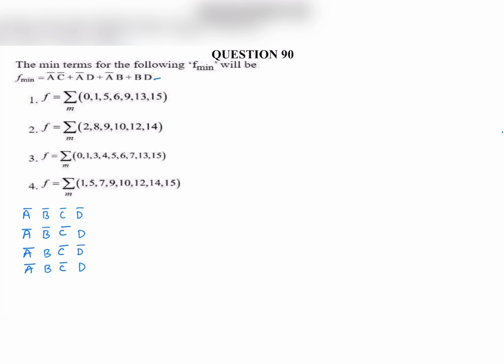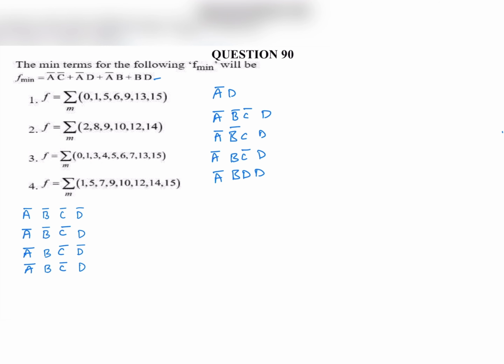Next, for the minterm A bar D, the missing variables are B and C. So the combinations are B bar C bar, B bar C, B C bar, and B C, giving four minterms for A bar D.